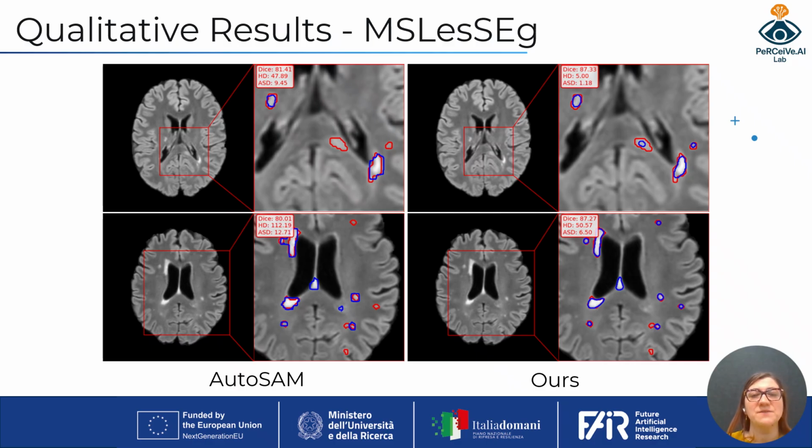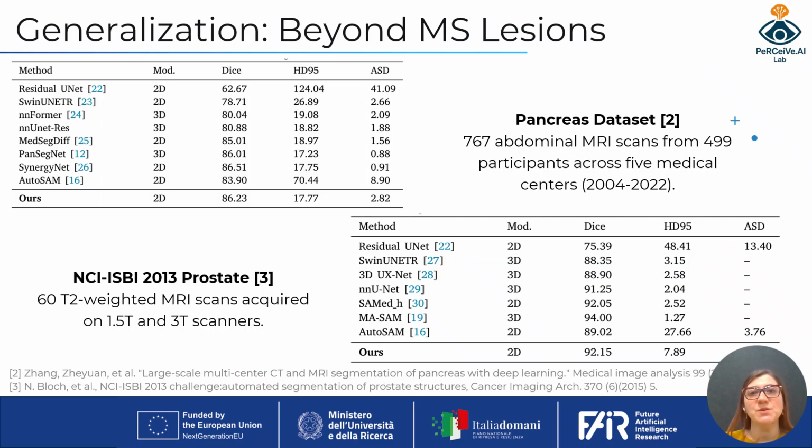The difference becomes even more evident when you look at the visual results. AutoSAM manages to detect most lesions, but the boundaries are often coarse and imprecise, with limited anatomical fidelity. To assess generalization, we extended our framework to pancreas and prostate segmentation, and on both tasks, our model achieves competitive performance with state-of-the-art methods, while being substantially smaller and more efficient than foundation model variants. This demonstrates that our approach generalizes across diverse anatomical structures and imaging protocols, not just on multiple sclerosis lesions.